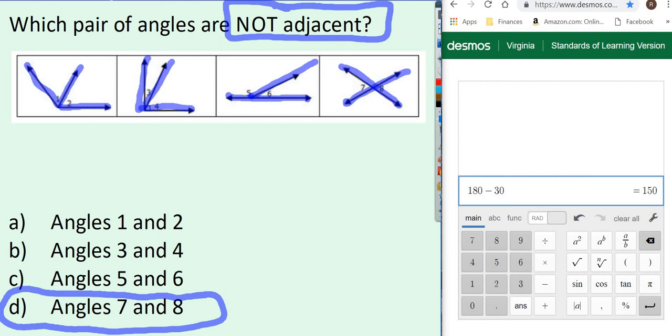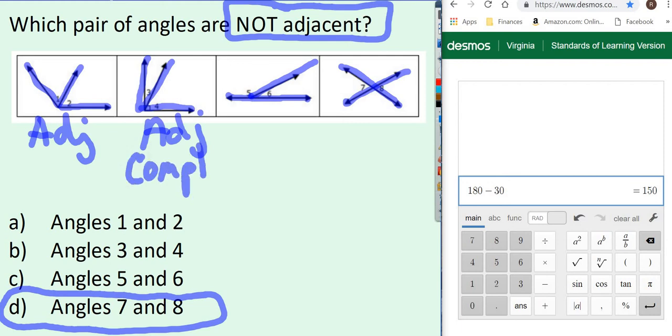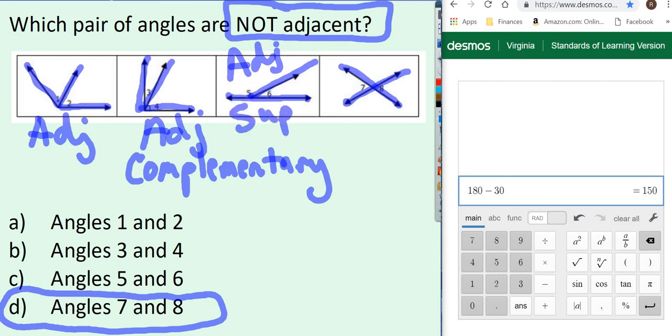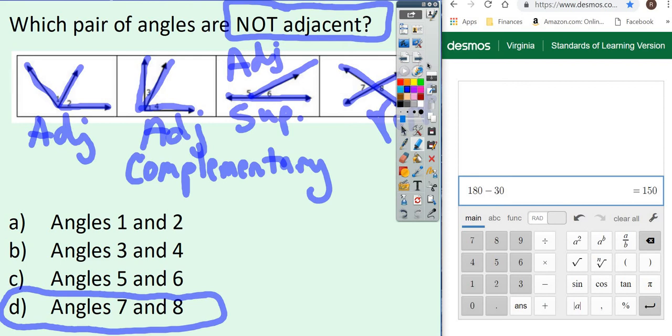Okay? If you look at this first set of angles, they are definitely adjacent, nothing more. This second set, notice that they are adjacent, but they also form a 90-degree angle, so they are complementary. Okay, and then here, these are adjacent, and if you notice, they form 180 degrees, so they are supplementary. And then lastly, the last set are vertical. Okay, so they're the only ones that are not adjacent.